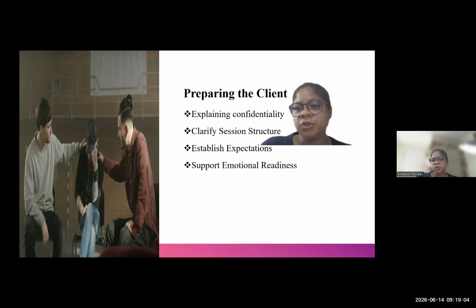Before conducting the session, both practitioner and client must be prepared. As the practitioner, I will review intake information, ensure confidentiality, and create a safe environment. Chen 2018 highlights the importance of emotional readiness and ethical awareness. Clients also need preparation, such as understanding confidentiality, session structure, and expectations. Narrative therapy encourages inviting clients to become authors of their own stories, which increases empowerment and engagement.